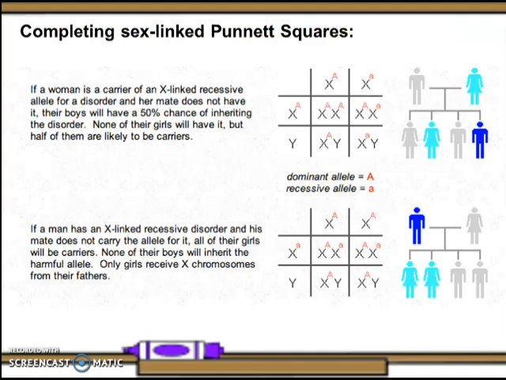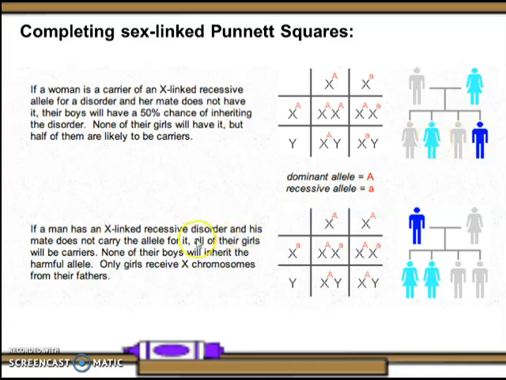Punnett squares are used to predict the outcome of sex-linked inheritance. Most disorders are recessive, some are dominant. The question will tell you. A carrier is a female who is heterozygous for the trait. Now, if a woman is a carrier of an X-linked recessive allele for a disorder and her mate does not have it, their boys will have a 50% chance of inheriting the disorder. None of their girls will have it, but half of them are likely to be carriers.